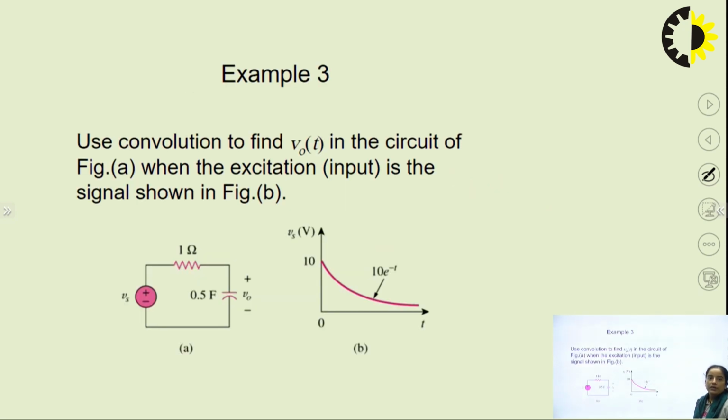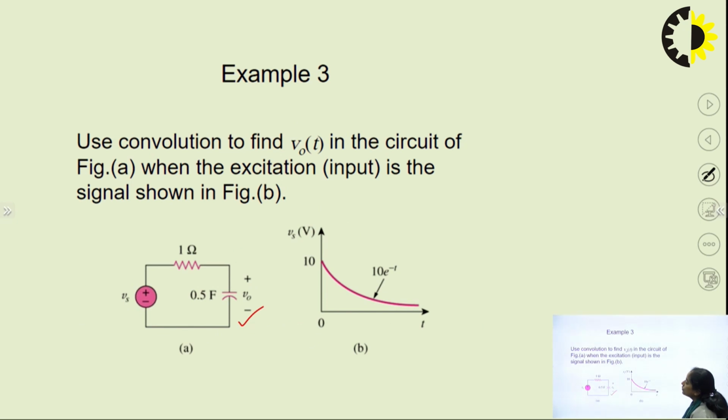So third example is that use convolution to find the V naught T. Now we need to find out the convolution. Okay, so here the question is that use convolution to find the V naught T. We need to calculate the V naught T in the circuit given when the excitation is the signal that is shown here. Okay, this is the excitation. Vs is 10 e to the power minus t. Then we need to calculate the V naught T.